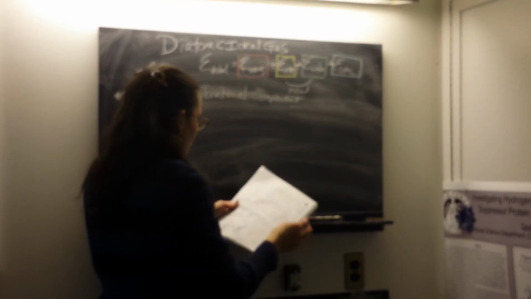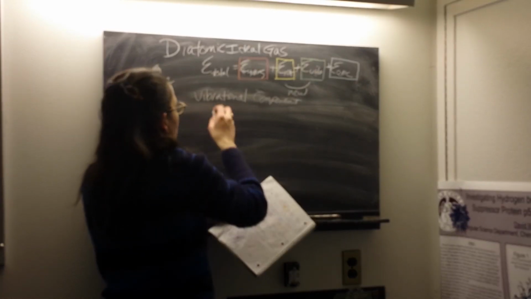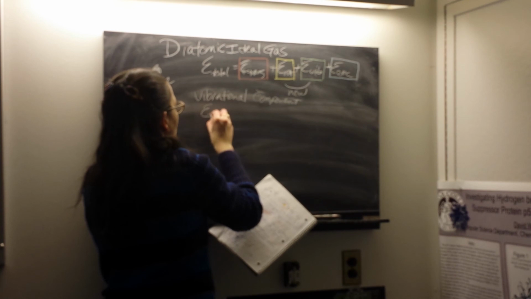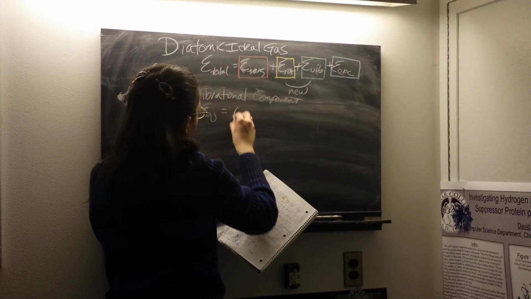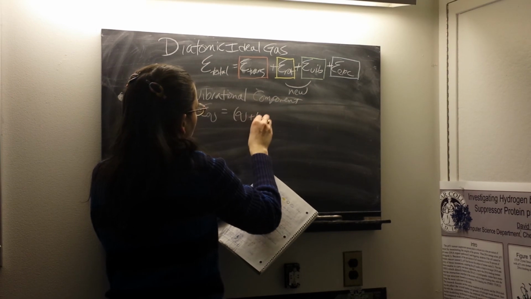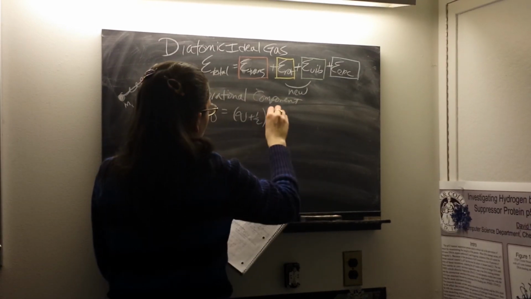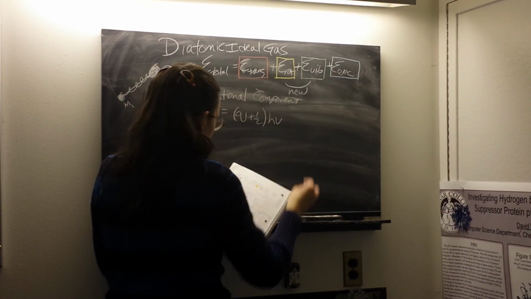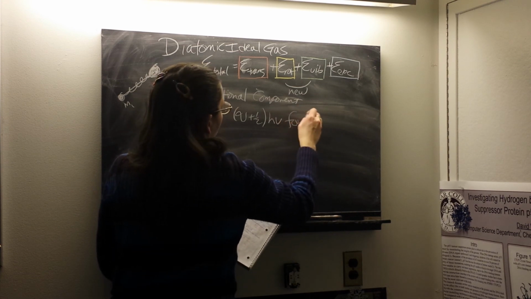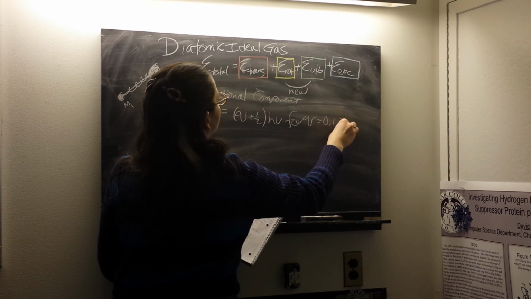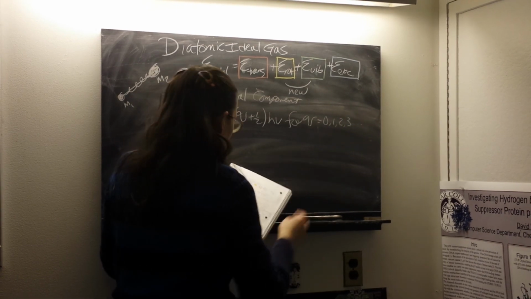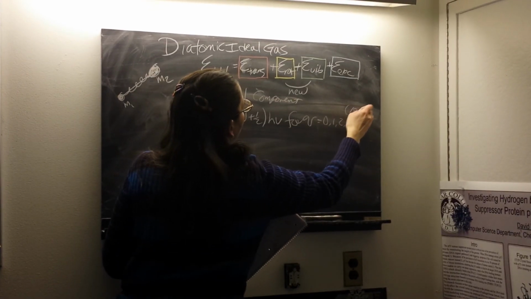Okay, and so for the vibrational component, we're going to start by writing the energy. So I'm going to write E sub v is equal to v plus 1/2, times h nu, for v equals 0, 1, 2, 3, and so on. Okay, this is equation 18.22.